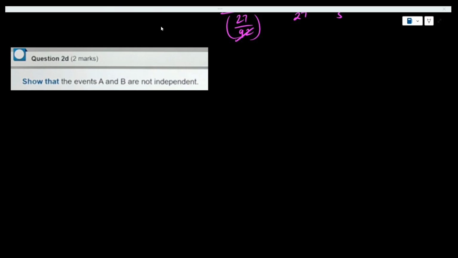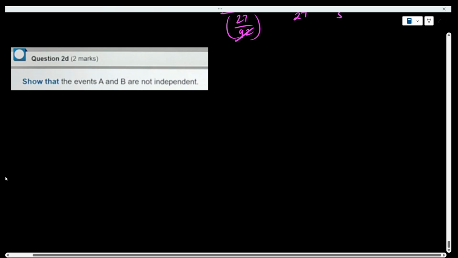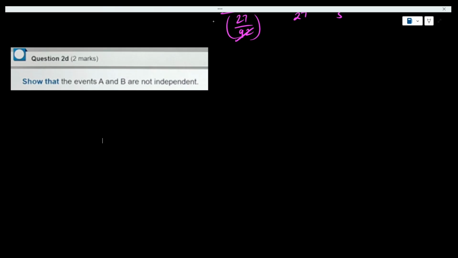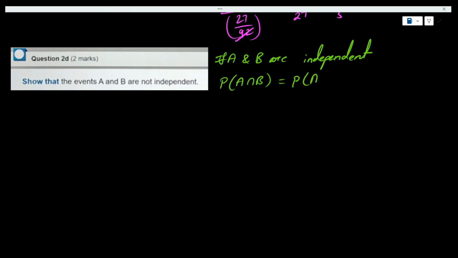And after that, what is the last bit? Now in this part, we have to show that events A and B are not independent. If you remember, you have learned one rule here, theorem 1. If both the events are independent, then probability of A intersection B should be equal to probability of A times probability of B. If we can prove that they are not equal, then they are not independent, right? So what do we need to find out first here? P of A times P of B.